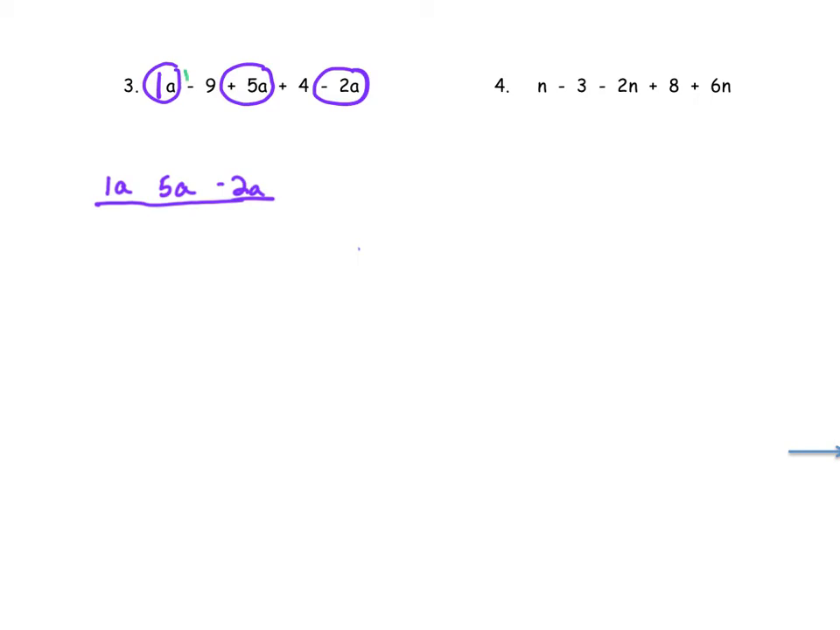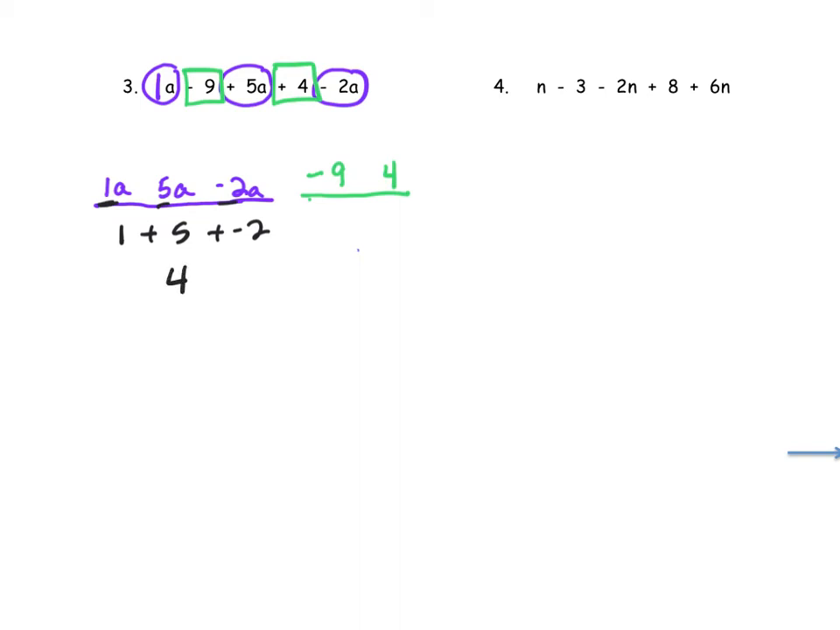I see negative 9 and I see positive 4. These are referred to as constants. They do not have a variable, but even though they have different signs, they are like each other because they don't have a variable. So now we need to combine all of our terms that are like together. And we do that by taking the coefficient, the numbers in front of the variable, and adding them together. When we add 1 plus 5 plus negative 2, we get 4a.